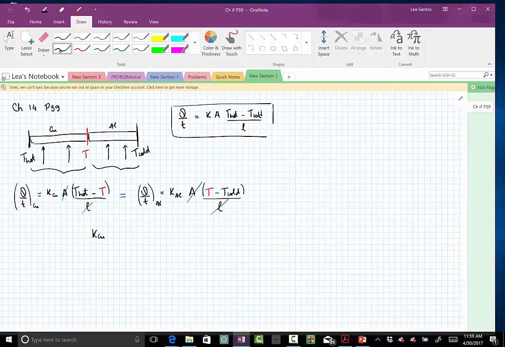So what we have is the constant for copper times T hot, which we know, minus the T that we want to find, equals K of aluminum times the temperature in between minus the temperature at the cold edge. And now with this you can find the final temperature.